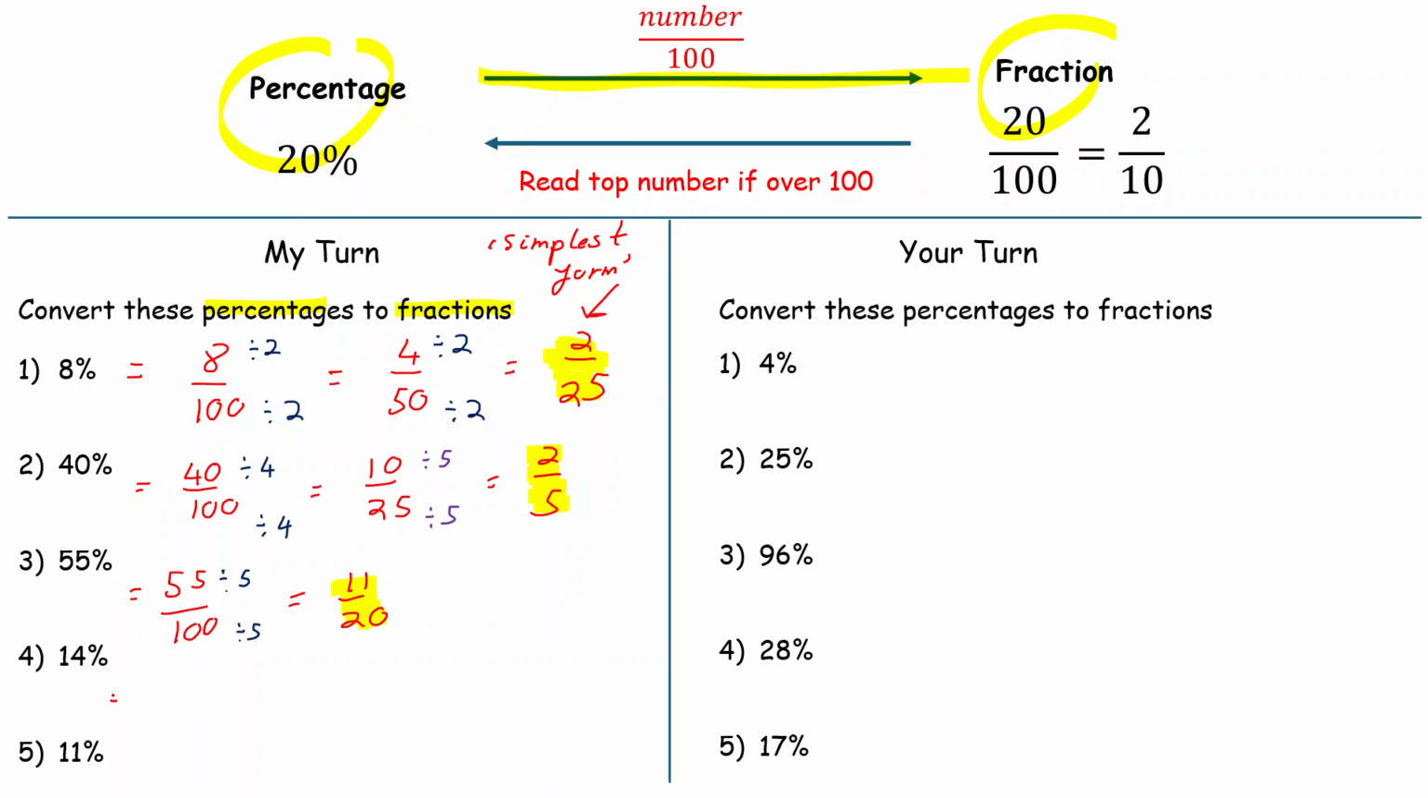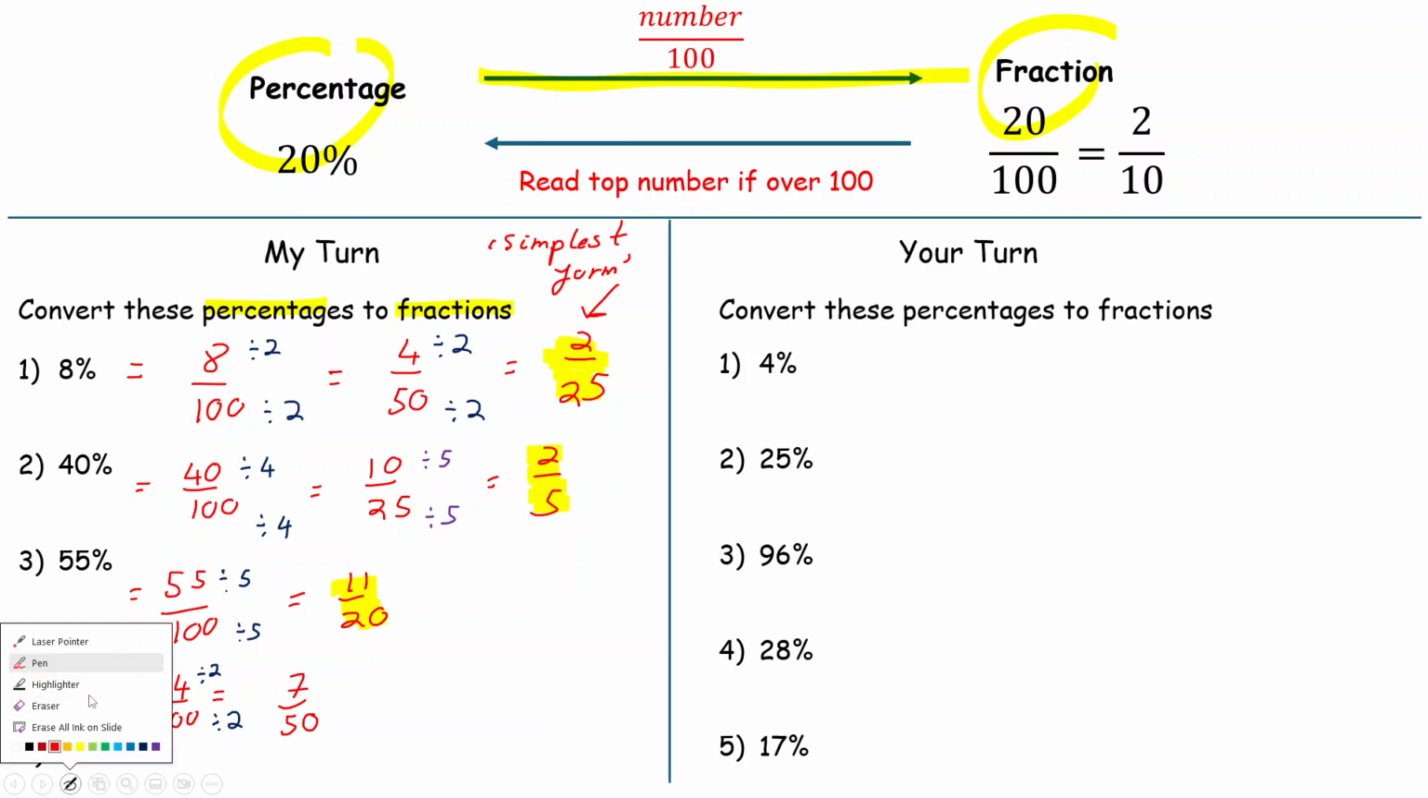14% again is going to be equal to your number, which is 14 over 100. Again, these are the same thing, but we can simplify this fraction by dividing by a common factor. It's getting a little bit cramped, but we can divide here by 2 and divide 100 by 2 because they're both even. 14 divided by 2 is 7. 100 divided by 2 is equal to 50.